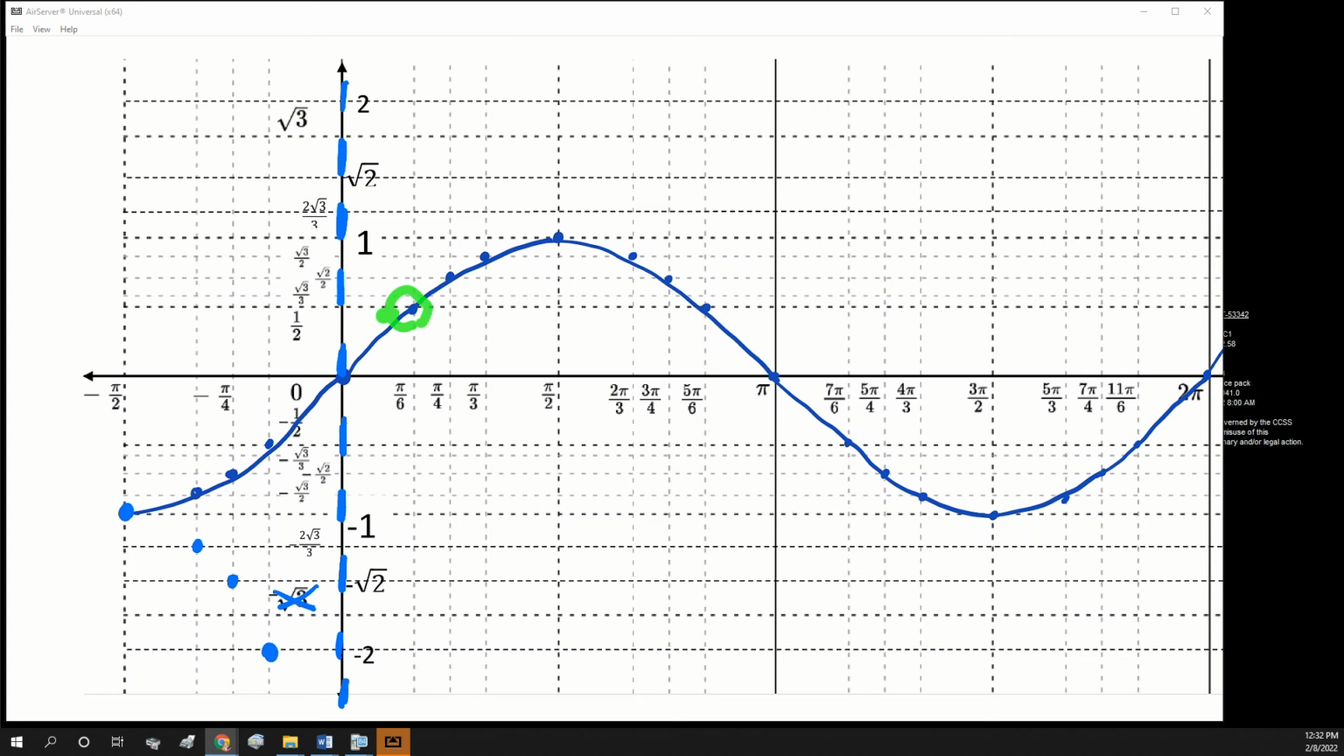So the next point we have right here, the y is 1/2. What's the reciprocal? 2. So we stay on the same line, but we just move the point to 2. All right, and then this one is hard to tell, but it's the square root of 2 over 2. So that reciprocal is the square root of 2. And then the square root of 3 over 2 is going to be 2 square root of 3 over 3.